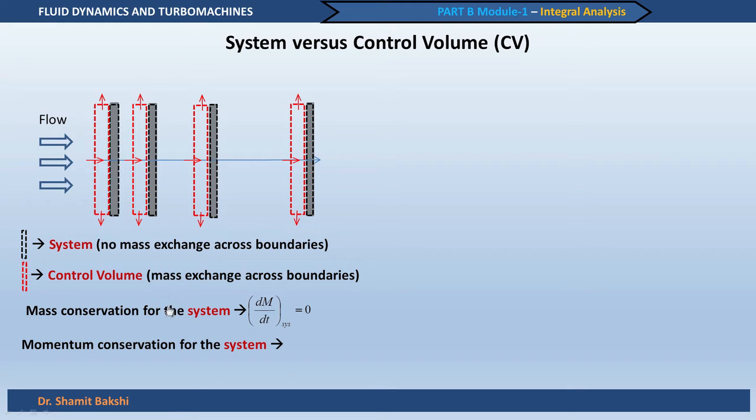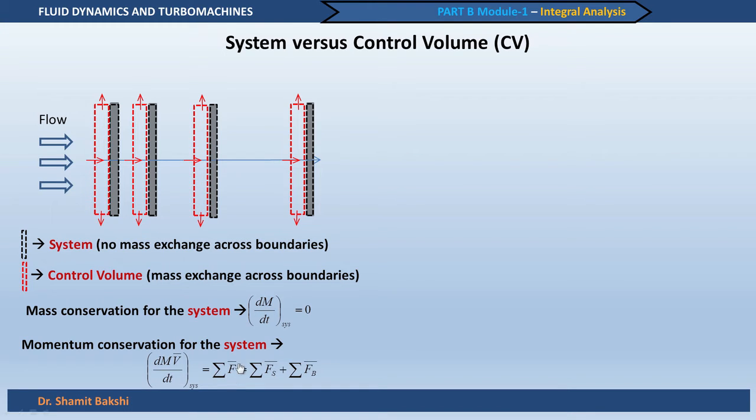Another well known equation is momentum conservation. For example, if we want to find the acceleration of this plate, we have to solve the momentum conservation equation, which says the rate of change of momentum, that is m into b bar, which is a vector quantity for the system, is equal to the summation of all the forces acting on the system. By doing this we can find out the acceleration of the plate, provided we know the forces acting on the plate.